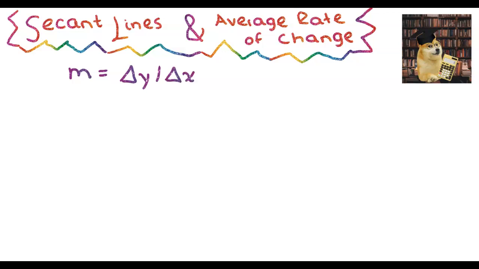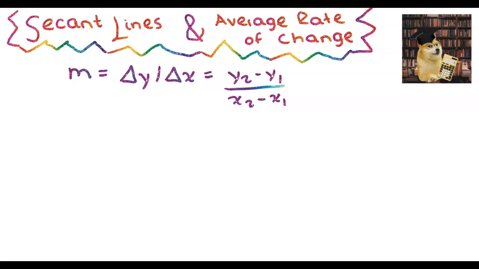But this is not the exact formula we're going to use for this topic. To reach that y and x with the problems we are going to be seeing, we will need this formula, which is y2 minus y1 divided by x2 minus x1.